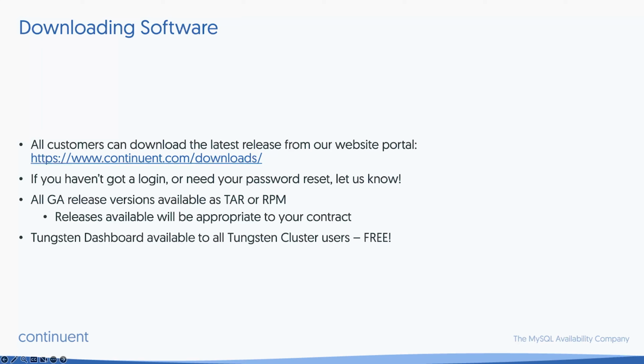On the download page, you will be able to download the TAR and RPM packages for the software that your license covers you for, along with the Tungsten dashboard and Tungsten operator if you are cluster users.